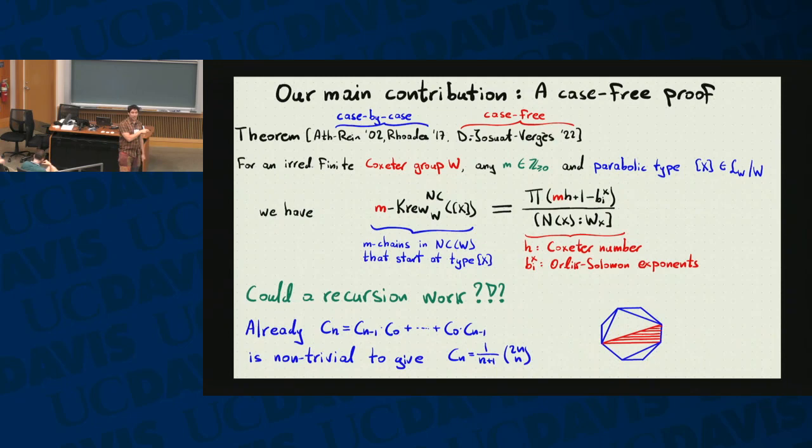You still have recursions like that. The Fomin-Zelevinsky recursion is one of those things, but you would have to prove it for these formulas that involve weird invariants of the group. You would have to have a cool way to put the Coxeter numbers and the Orlik-Solomon exponents together.